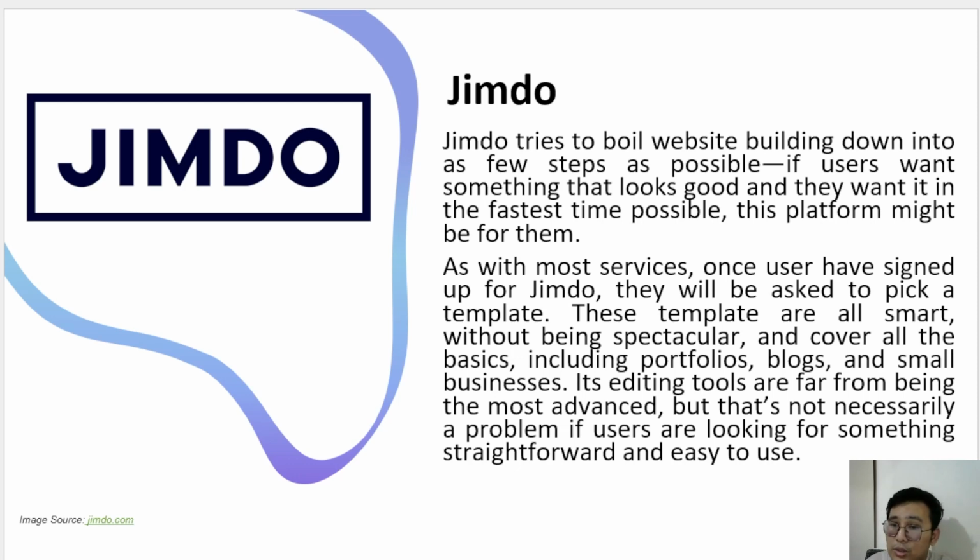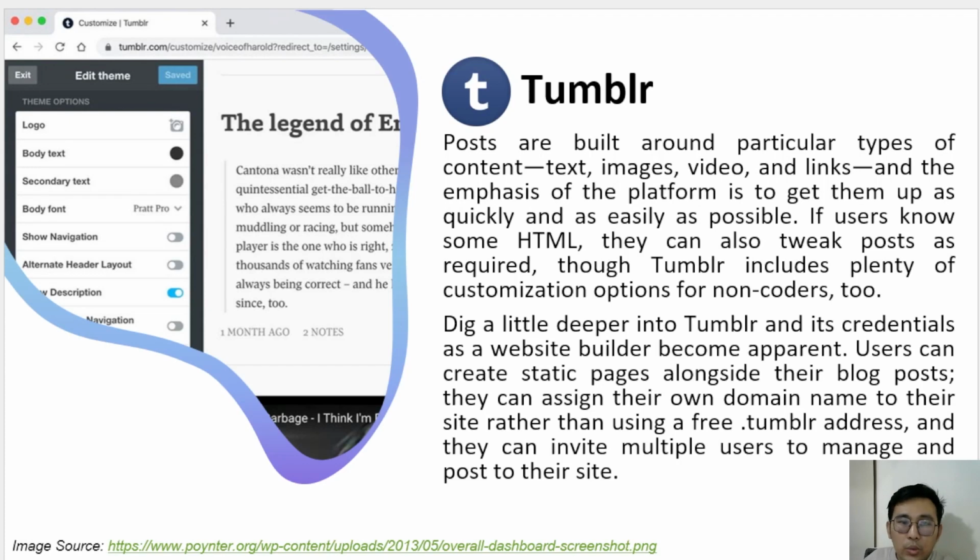For example, once a user has signed up for Jimdo, they will be asked to pick a template, and these templates all use smart AI based technology without being spectacular, and cover all the basics including portfolios, blogs, and small businesses as well. Its editing tools are far from the most advanced, unlike Weebly, but it's not really a problem for its users, because they're looking for something straightforward, simple, fast, and especially easy to use. Next one, we have Tumblr.